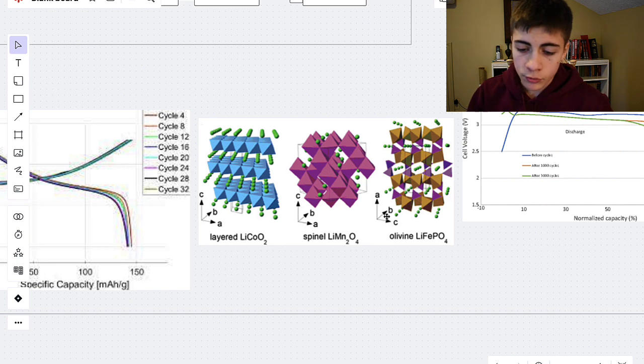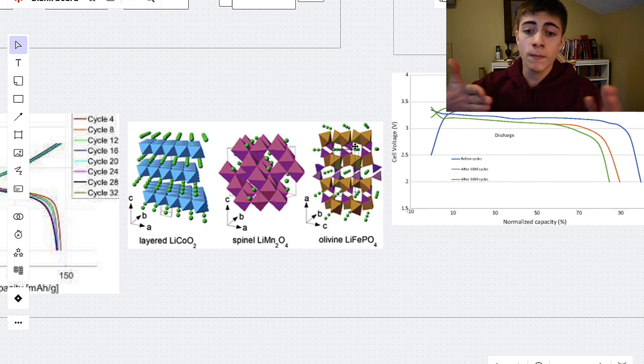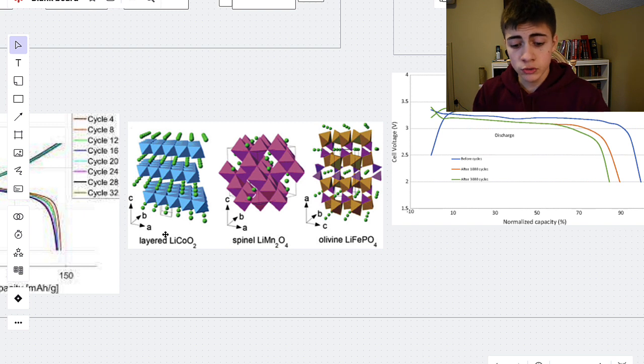Let's go through these 3 structures, and then I'll explain voltage profiles. There are layered structures, spinel structures, and olivine structures. Olivine structures are one-dimensional, meaning there's one pathway for the lithium ions to go through. Layered structures are two-dimensional, which means there are 2 pathways for the lithium ions. And spinel structures are 3-dimensional, meaning there are 3 pathways for the ions to move through.